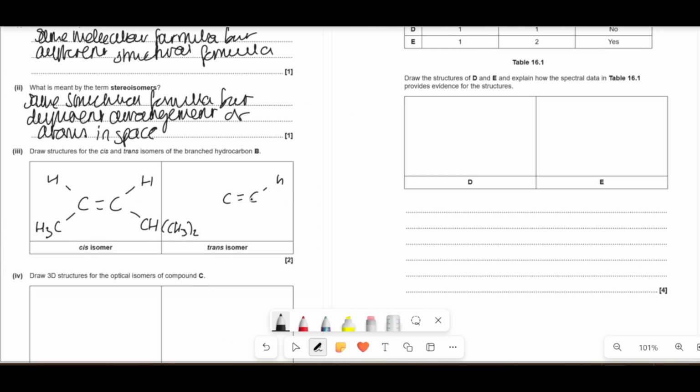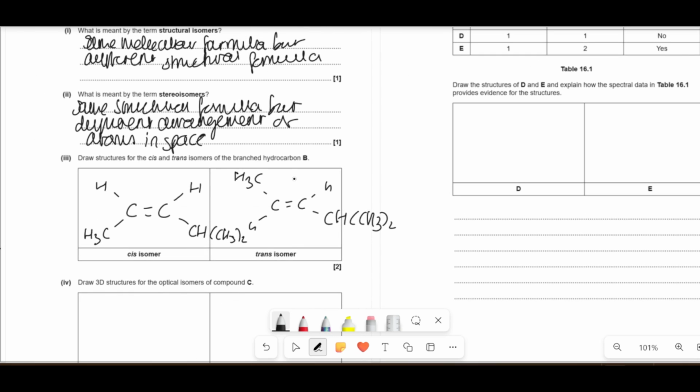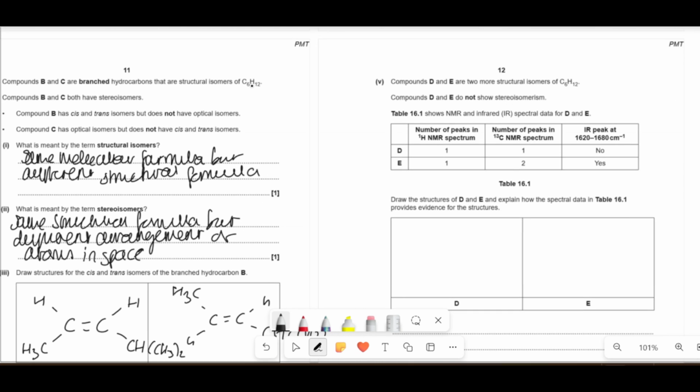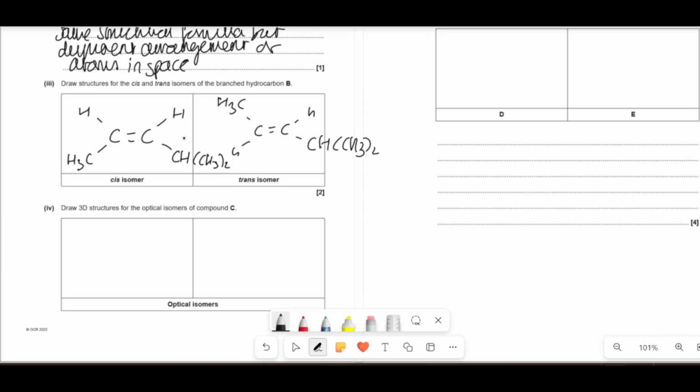So trans is where they're opposite, H, and then to draw it the other way around, H3C. I'm going to do it like that. It's easier. CH2, like that. So you know that the only option it can be is a carbon-carbon double bond, or it would be a cyclo something as well, because you can see it's CnH2n. It can't be the cycloalkane because that wouldn't give us the isomerism, so it has to be the carbon-carbon double bond here. Right? Now, it says draw the 3D structures for the optical isomers of compound C.